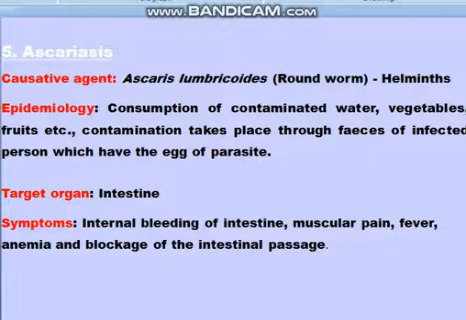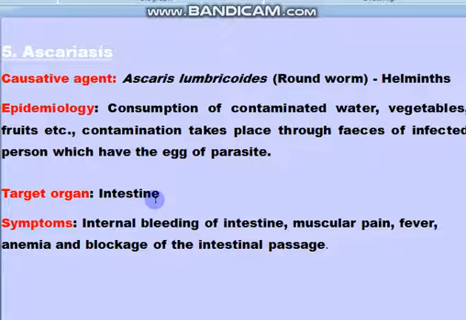So Ascaris lumbricoides, which is the causative agent of ascariasis, is also transmitted from the feces of infected person which contains the eggs of the parasite, and it is transmitted through the consumption of contaminated water and food. So it reaches the intestine, and there it harms the body.